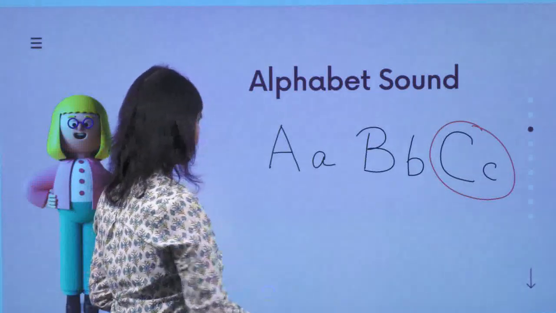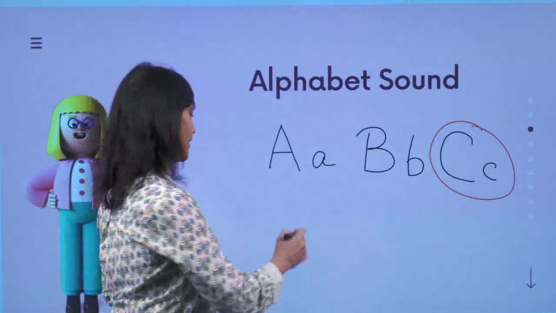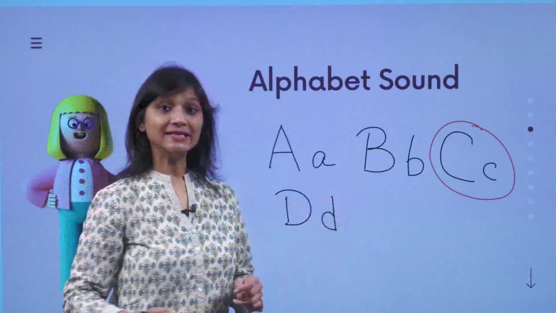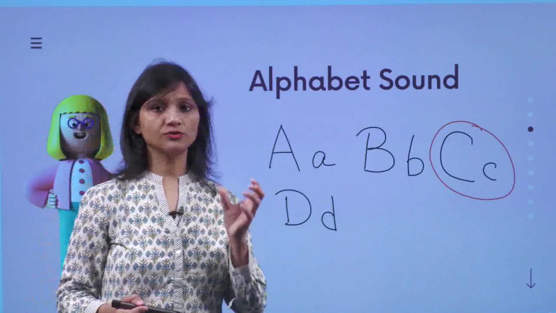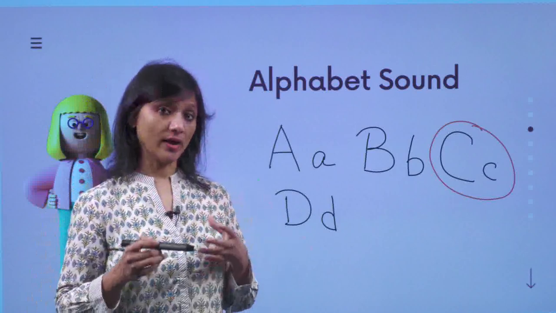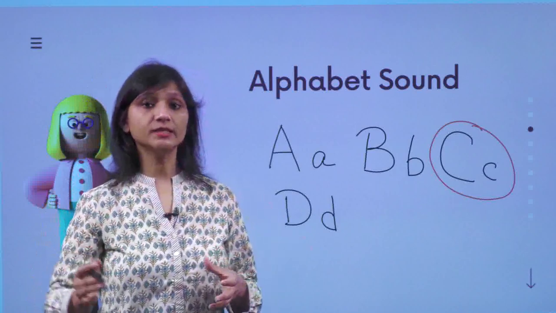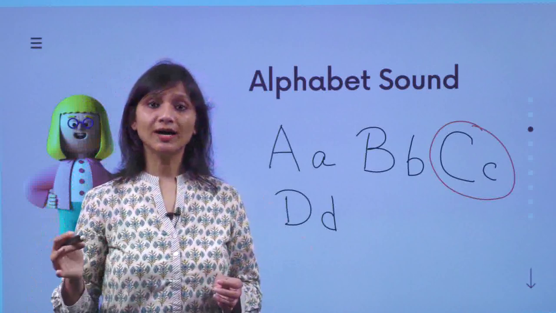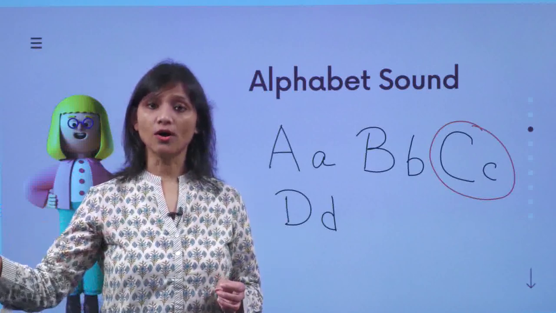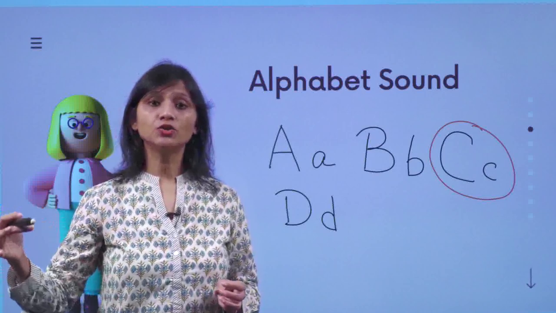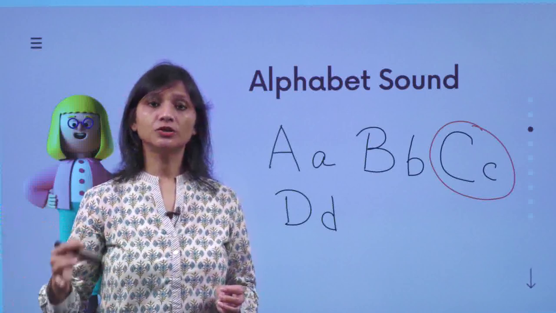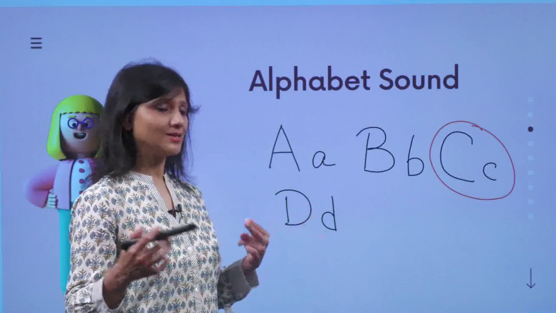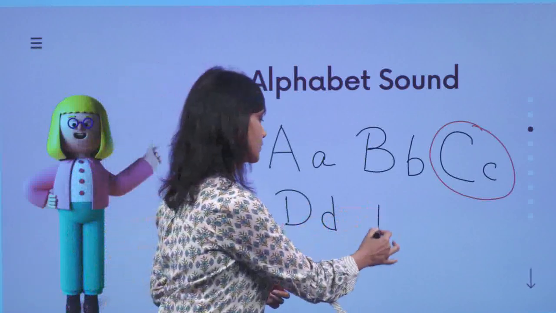Now, moving on. What is the next letter? It's D. The letter sound of D is D. However, the phonic sound of D is d. D, d, dog. D, d, dam. So D also has two sounds. Now, let's move on.